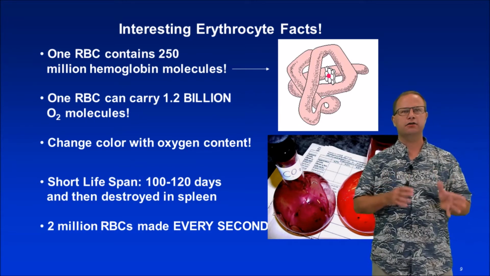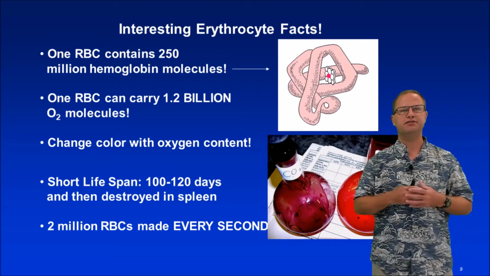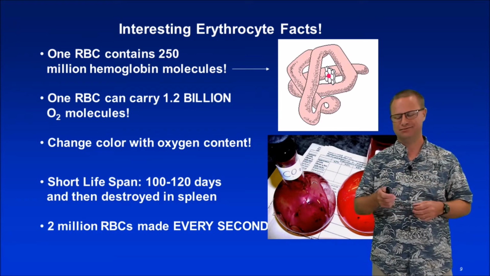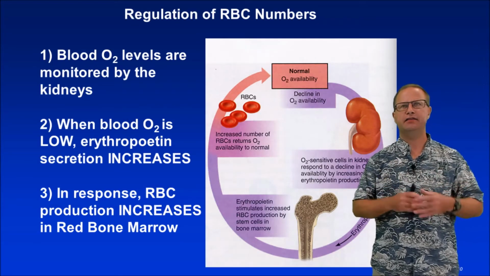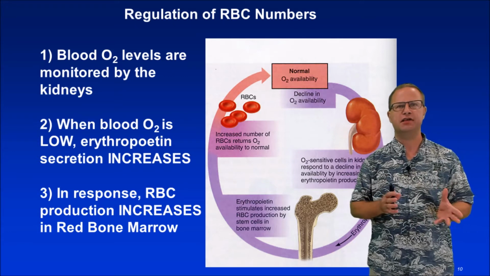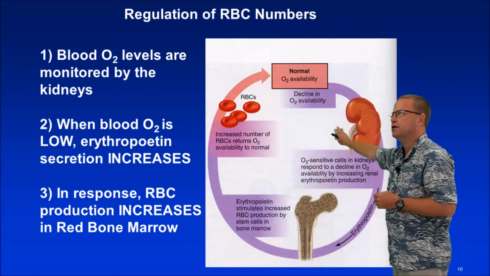And as I was saying earlier, our red blood cells only live about 120 days, so we're making new red blood cells all the time. On average, we're making about 2 million red blood cells every second. All right, like everything else in the body, the numbers of red blood cells are regulated through homeostasis. Now, the important organ in here is the kidney, because the kidney is monitoring blood oxygen levels.